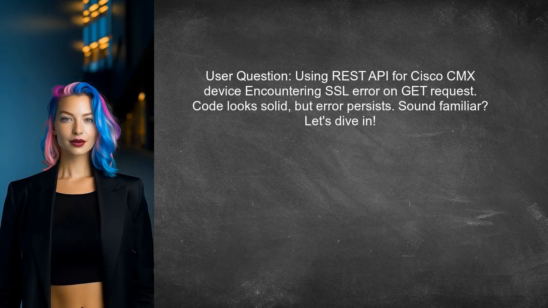Here's the specific situation we're addressing. A user reached out saying they are using the REST API for a Cisco CMX device and are encountering an SSL error when making a GET request. They provided their code and it looks solid, but the error keeps popping up. Sound familiar? Let's dive into the details.